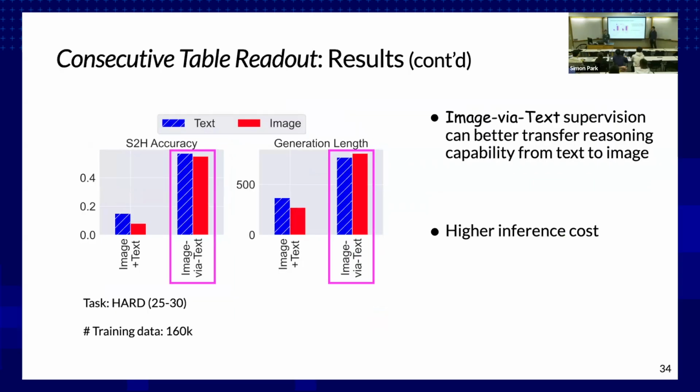So we want to leverage the model's better reasoning capabilities on text inputs to have similar reasoning capabilities on image inputs. So we compare the image plus text as well as the image via text supervision. We found that image via text supervision can actually better transfer the reasoning capability from text to image, but it comes at the cost of a higher inference cost, because during inference, the model will explicitly convert the image formats to the equivalent text formats every time for each of the samples. So that significantly increases the generation time.